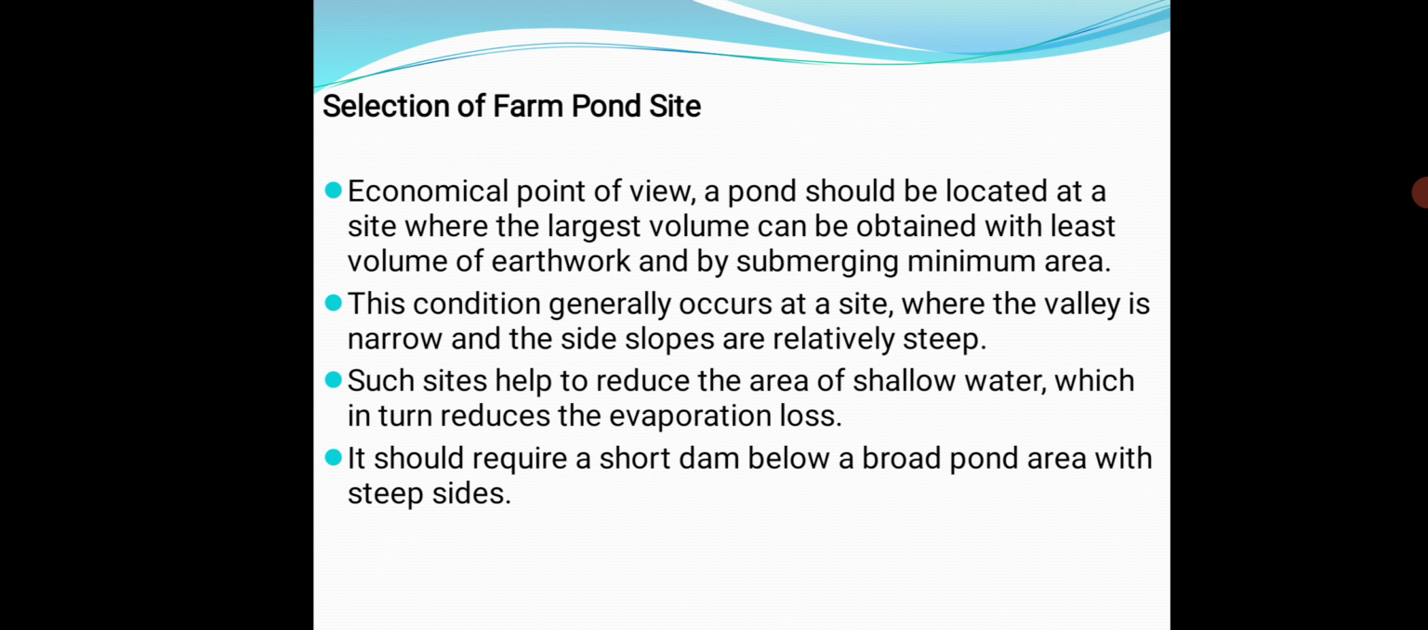Next, how the farm pond sites are selected. It basically depends on economic point of view. A pond should be located at a site where the largest volume can be obtained with least volume of earthwork and by submerging minimum area. This condition generally occurs at a site where the valley is narrow and the side slopes are relatively steep. Such a site helps to reduce the area of shallow water, which in turn reduces the evaporation losses. It should require a short dam below a broad pond area with steep sides.